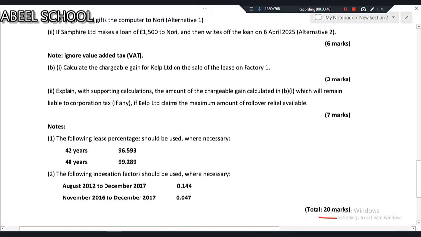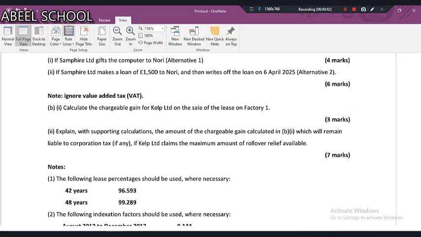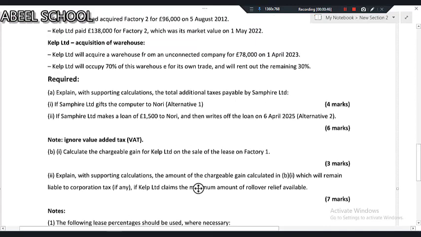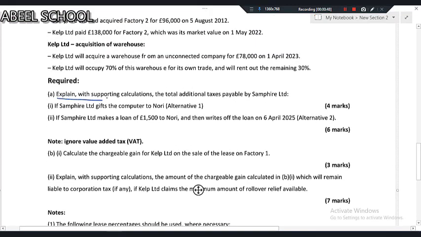20 marks question. Okay, let me change this. Requirement 1 says: explain with supporting calculation the total additional tax payable by Samphire Limited. Total additional tax, but paid by whom? Only Samphire Limited. They are talking about a company. Explain with supporting calculation the total additional taxes payable by Samphire Limited.